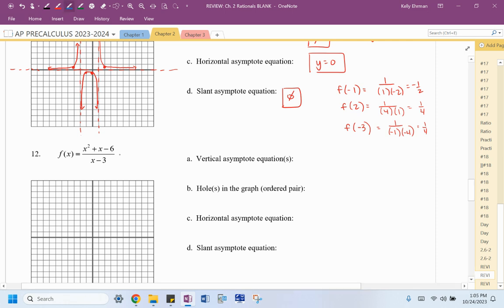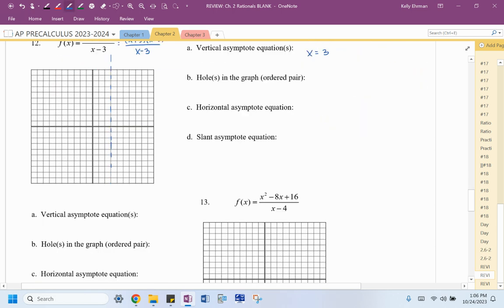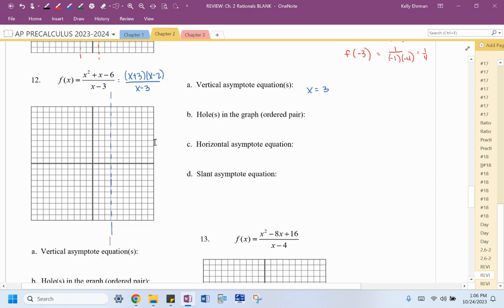All right, next one, factor what you can again. This is x plus 3, x minus 2 over x minus 3. So nothing cancels. There's one vertical asymptote, x equals 3. There are no holes in the graph. No horizontal asymptote because this is top heavy, but it's top heavy by degree 1. So there is a slant asymptote.